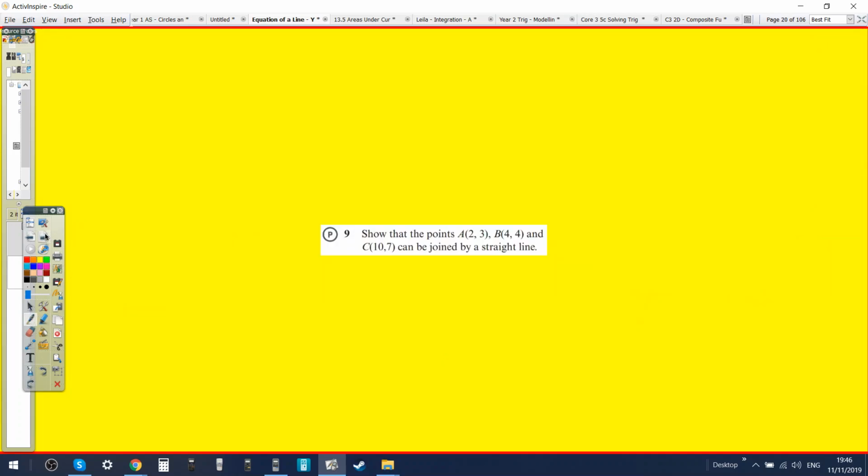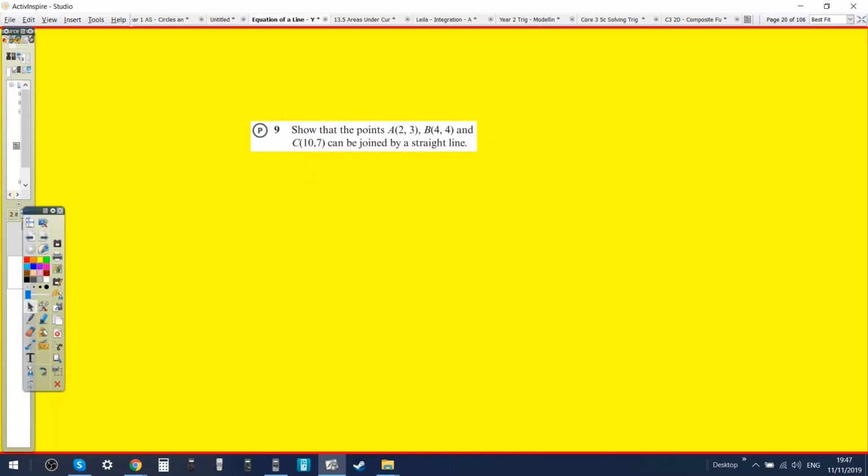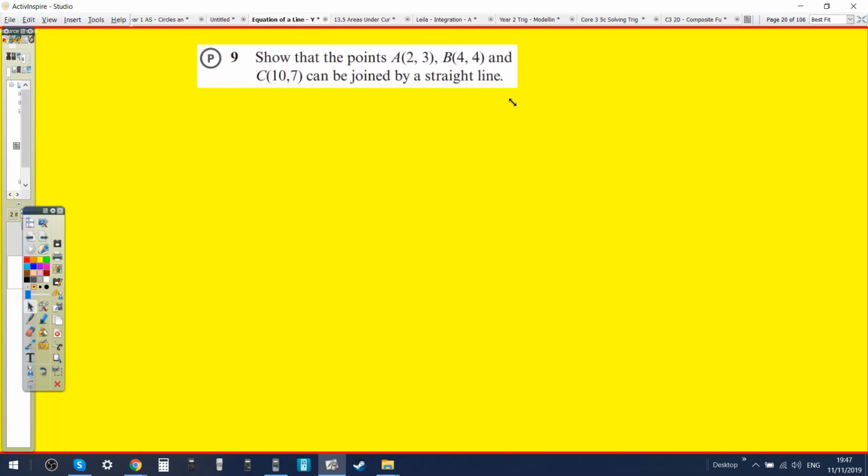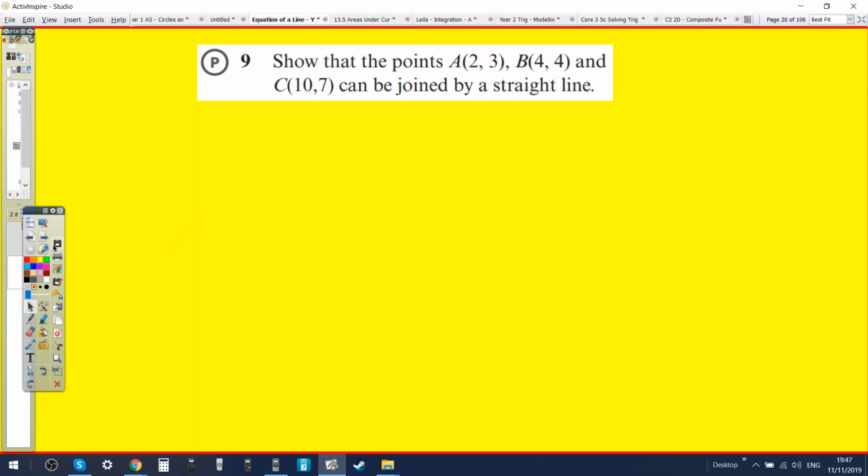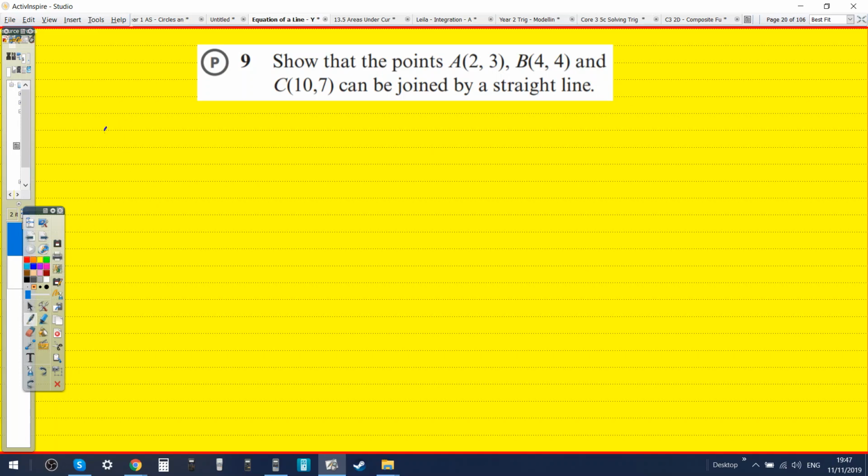Yes, okay. Show that these can be joined by a straight line. How do you do this? So, do I need to do 4 minus 3 over 4 minus 2 is equal to 7 minus 4 over 10 minus 4? Yeah, that's fine. And that shows they have the same gradient.